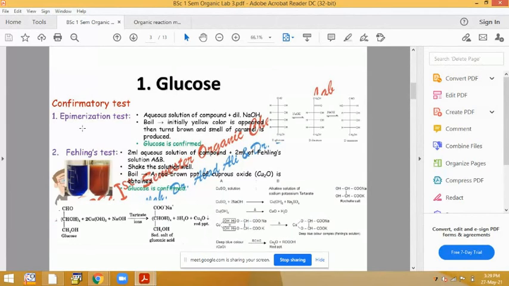There is also another test, that is the epimerization test, where we add NaOH to the compound and boil it. Then you see the solution turns brown and a smell of caramel is produced due to the reaction.